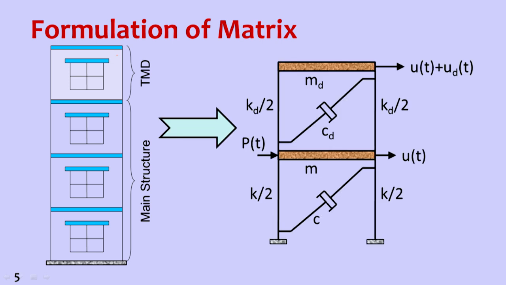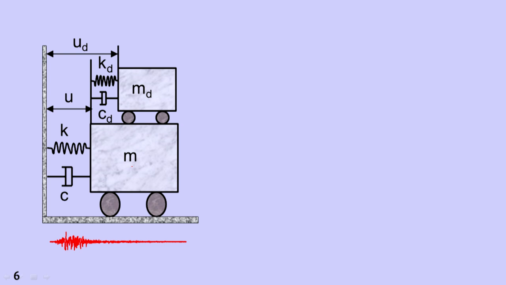As you can see, this tuned mass damper acts like this. This is a conceptual explanation. This is the primary structure, and this is the secondary structure. The secondary structure's weight or mass can be from 5% to 10%. In some cases it is even less.